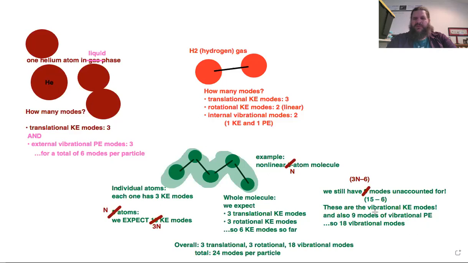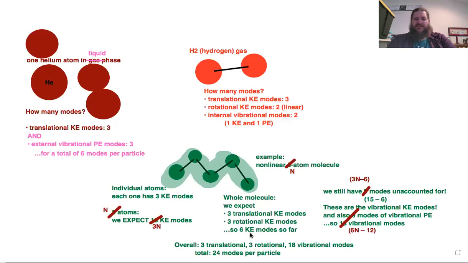Yeah, it should be also 3n minus 6, right? The same. So we essentially just double this. We've got 3n minus 6 vibrational kinetic energy modes. We double that because we have the same number of potential energy modes. So 3n minus 6 doubled would be 6n minus 12. So we should expect 6n minus 12 vibrational modes.